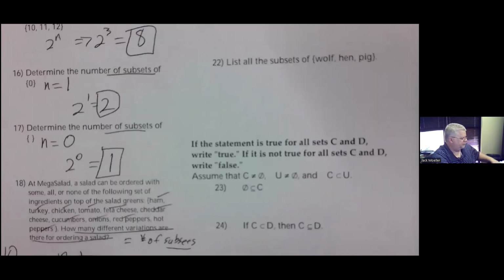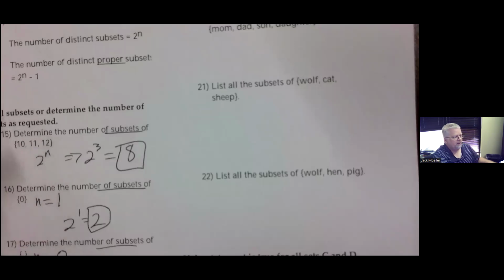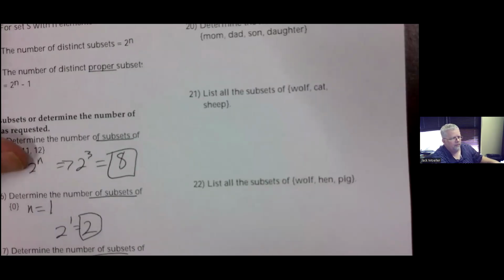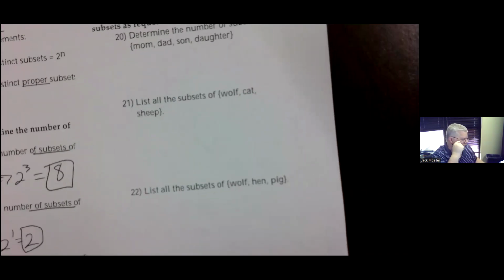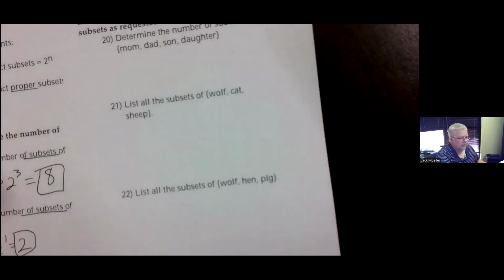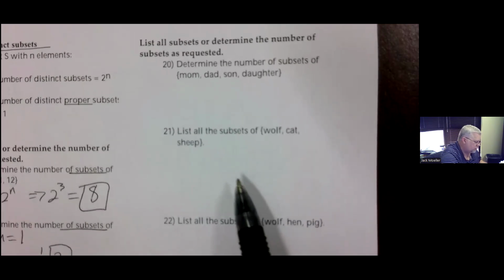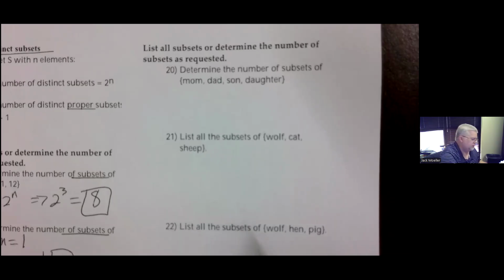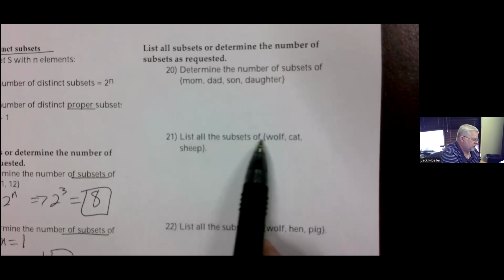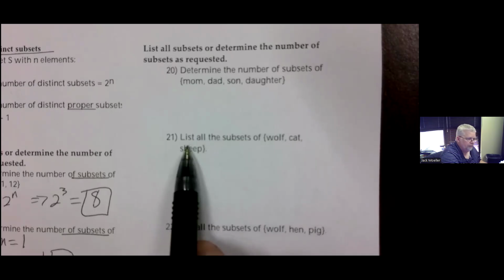All right. So when we're talking about all these subsets, what does that mean? Well, I'm going to give you one example and show you where these numbers are coming from. And you're not going to have to do this yourself. I don't think I put any of those in the homework. If there is, it'll be multiple choice. So list all the subsets of wolf, cat, and sheep.